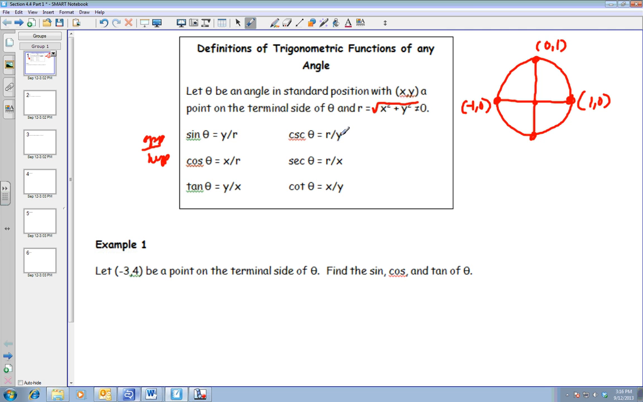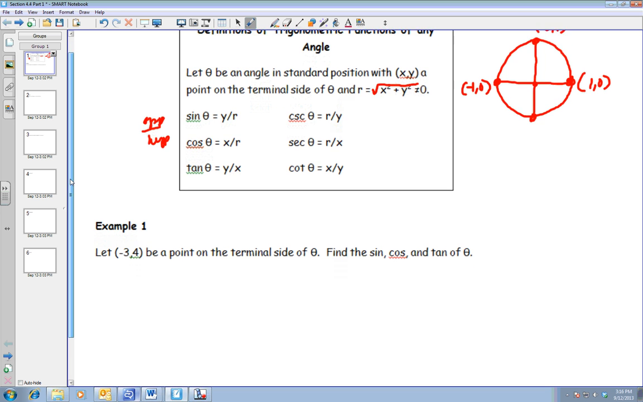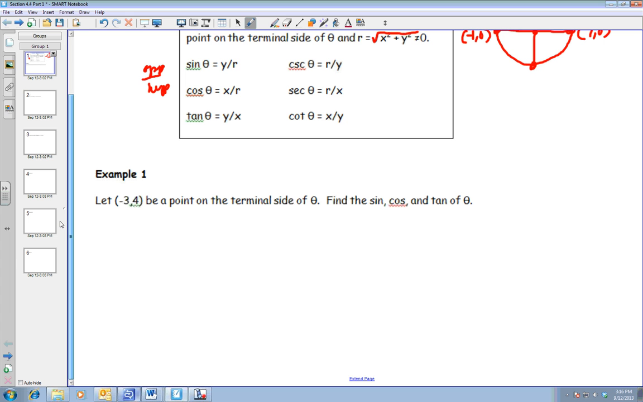Remember, these are reciprocals. So what they're going to do now is they're going to give us certain information, and we have to come up with our own triangle, and then we have to use Pythagorean theorem to find that third side, and we're going to find the trig values that they're asking for. So it sounds like a lot, but really you're not learning anything new. They're just asking it in a different way.